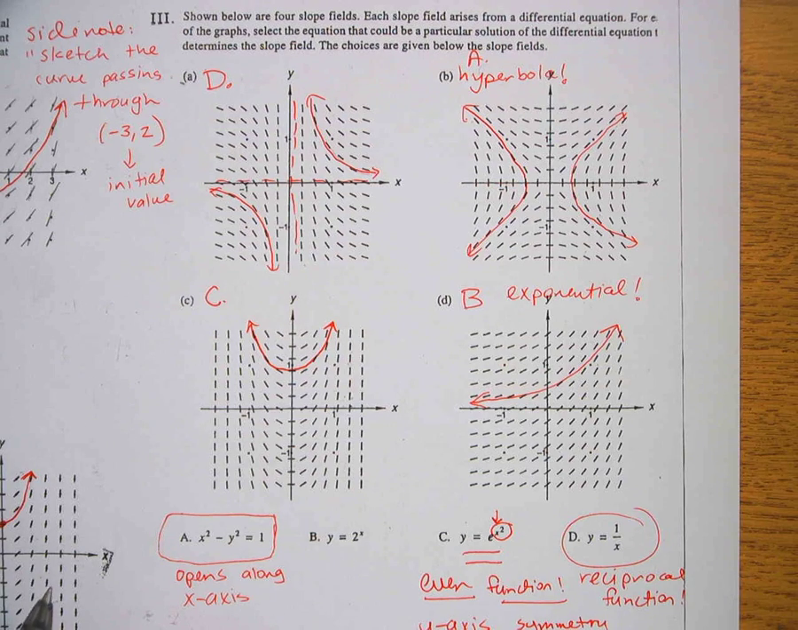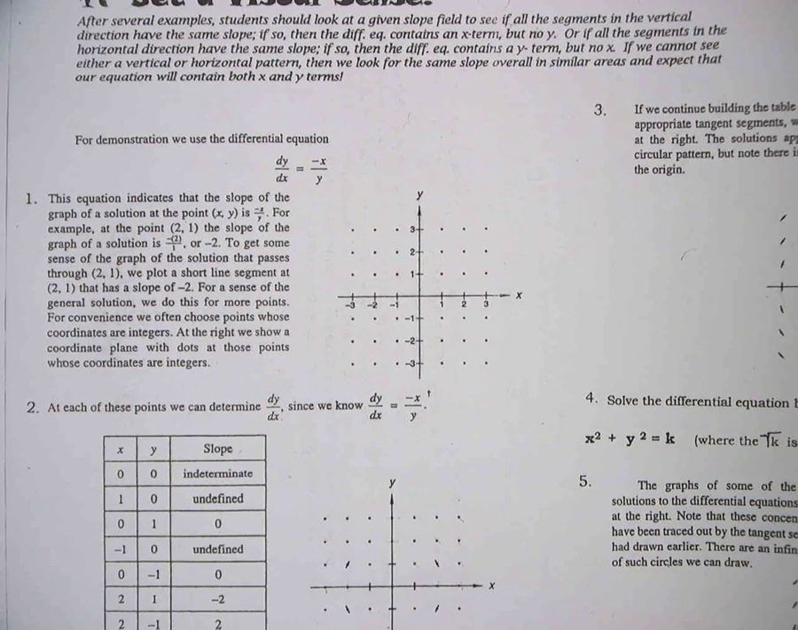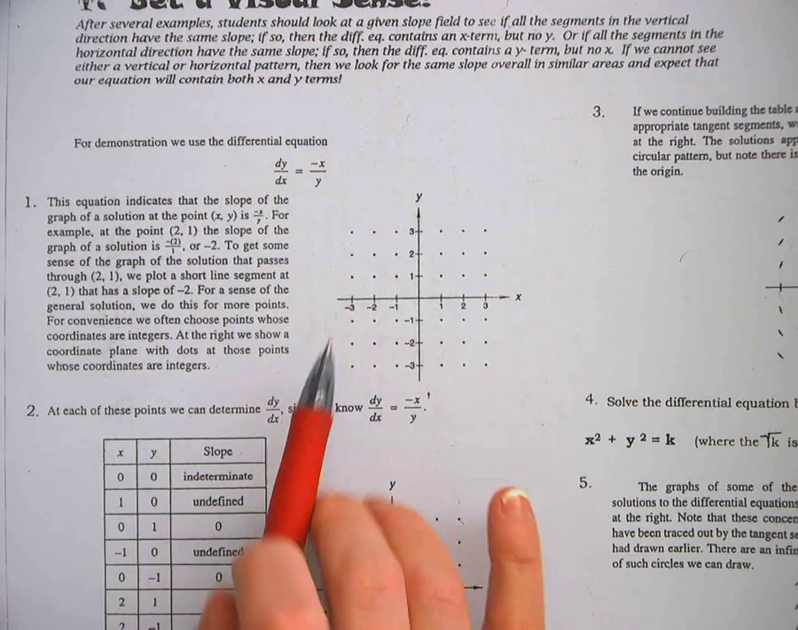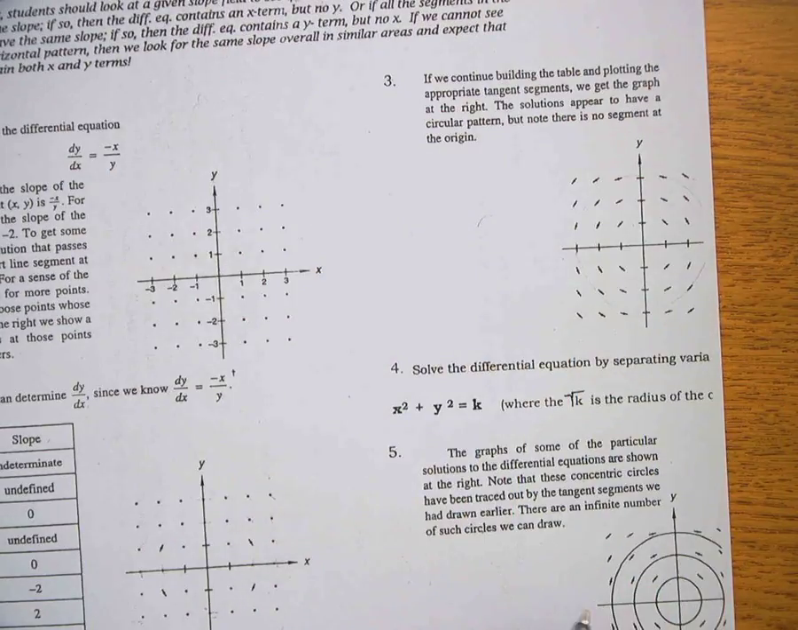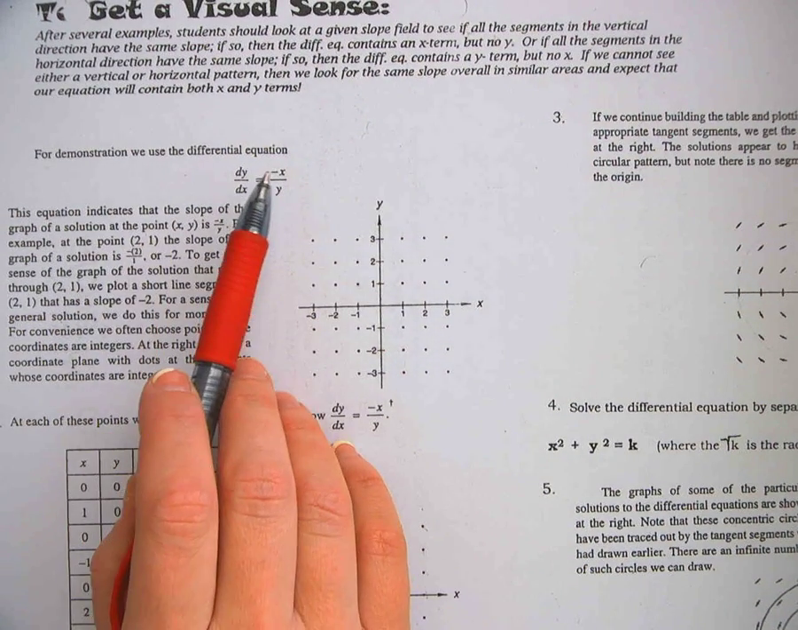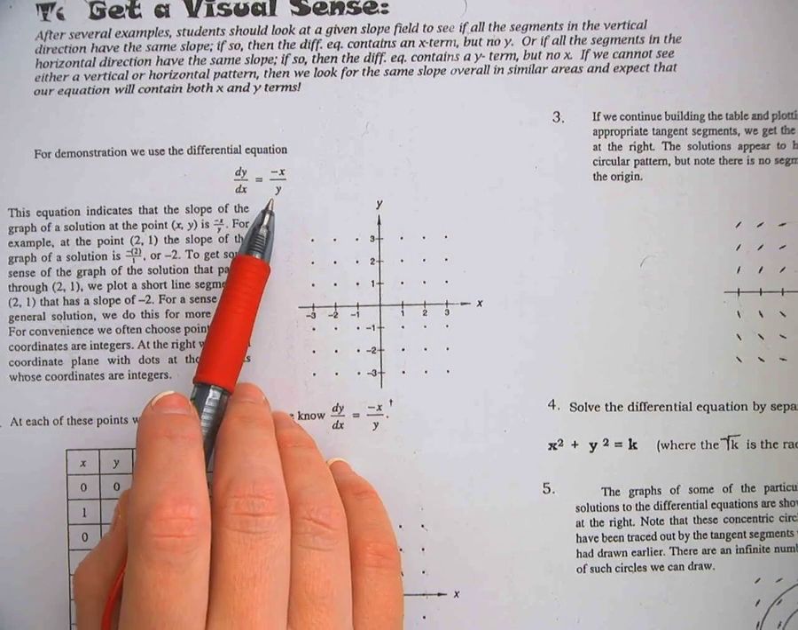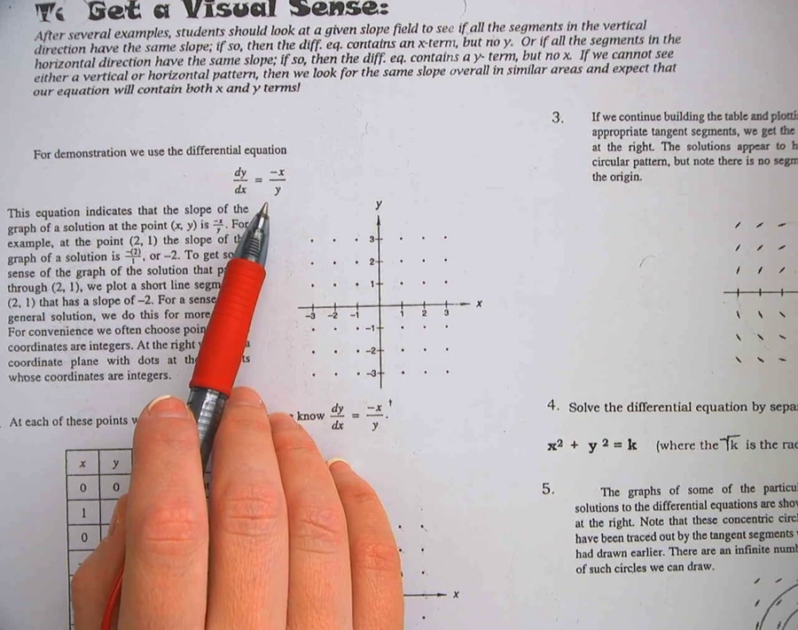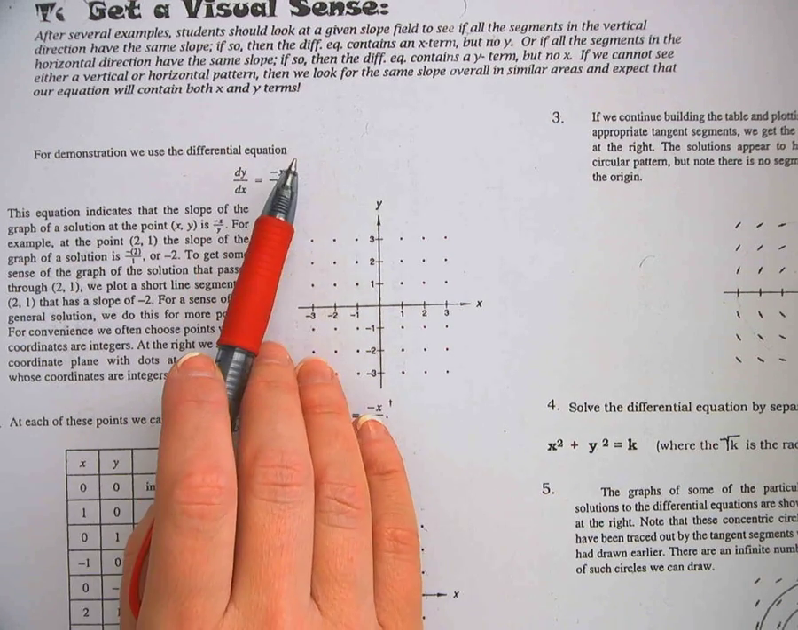Okay, then the next page. The next page of your packet is very similar. Creating a slope field, and this kind of walks you through the same problem with 5 steps. But this is a little more advanced in the sense that now my derivative has both an x and a y. Not just x like the last handout. This derivative has both an x and a y.